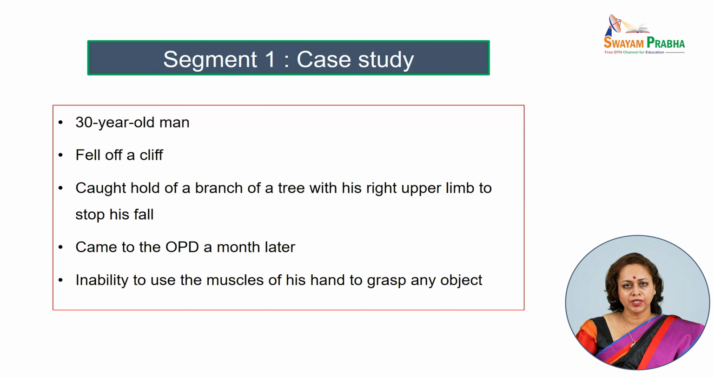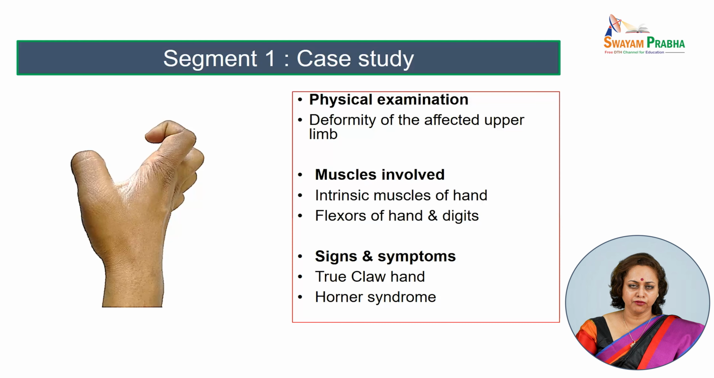This is what his hand looked like on physical examination. A deformity was seen of his upper limb. The muscles involved in this deformity were the intrinsic muscles of the hand, including flexors of the hand and flexors of the digits. The signs and symptoms include a true claw hand, as can be seen in this picture, and also Horner syndrome.